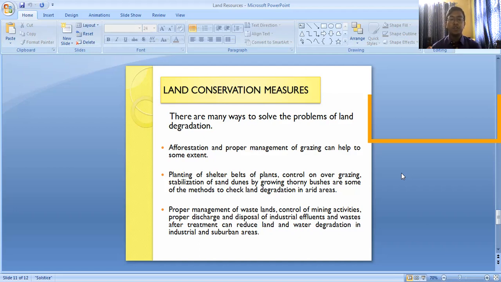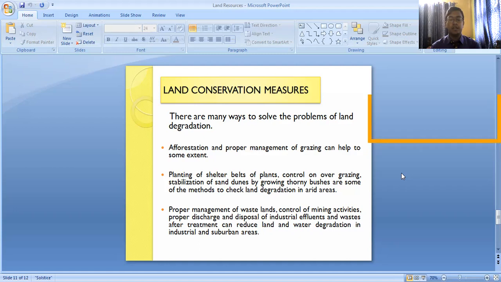So what we can do is plant shelter belts. In the arid areas, where the sand dunes are, or where some amount of fertile agricultural land is there, we can plant trees surrounding it, so that the fast blowing wind can be stopped from carrying the sand along with it to reach those fertile lands.